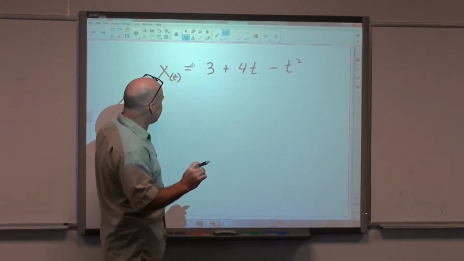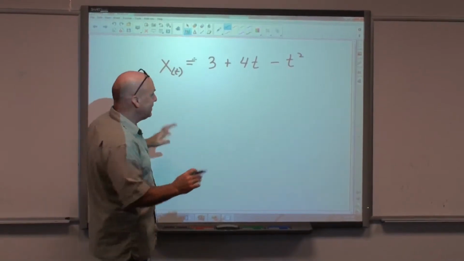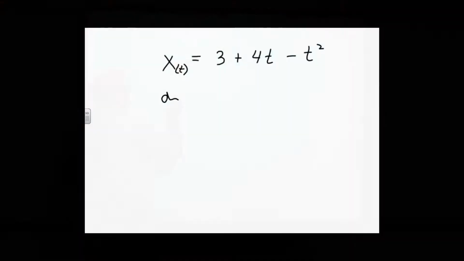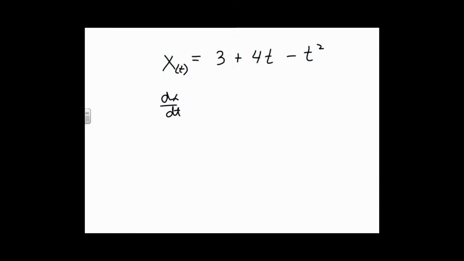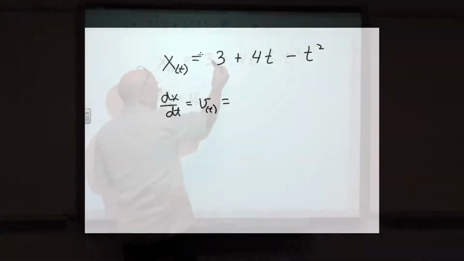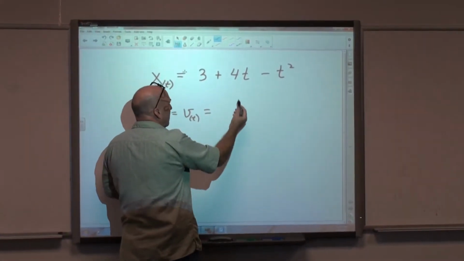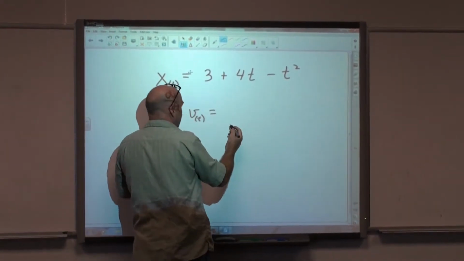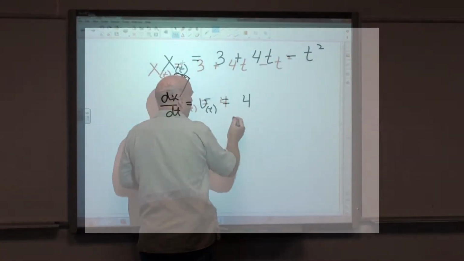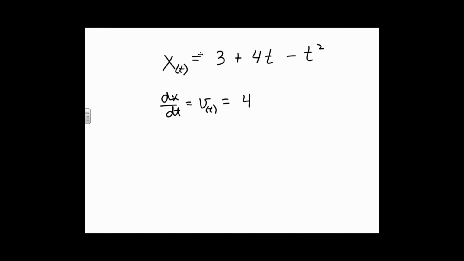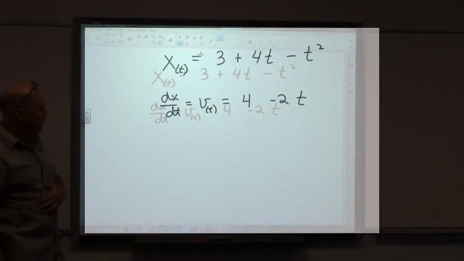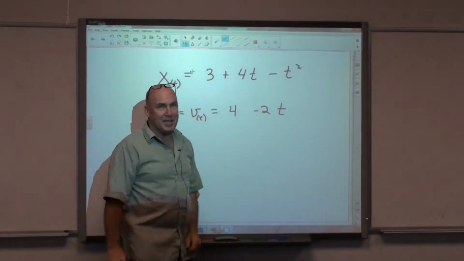So let's take the first derivative. Let's do dx/dt. What does dx/dt give you? The instantaneous velocity as a function of time. If you take the derivative of the 3, it's a 0. If you take the derivative of 4t with respect to time, you just get a 4. And then if you take the derivative of t squared, you get minus 2t. And that's the equation for the velocity at any given moment.